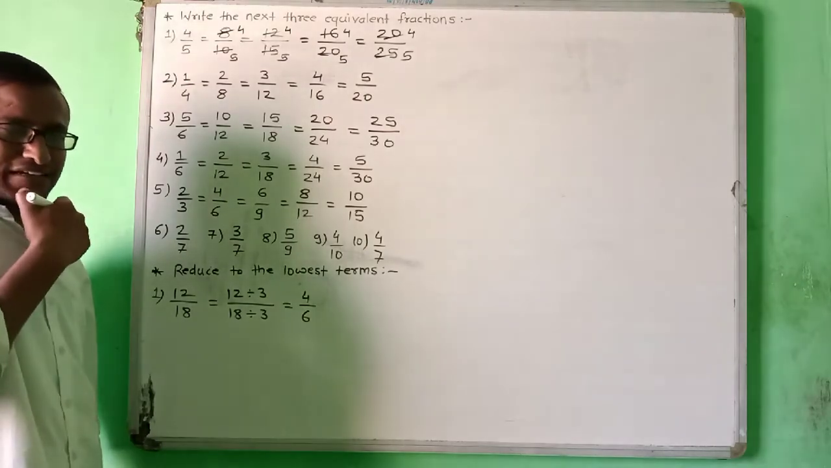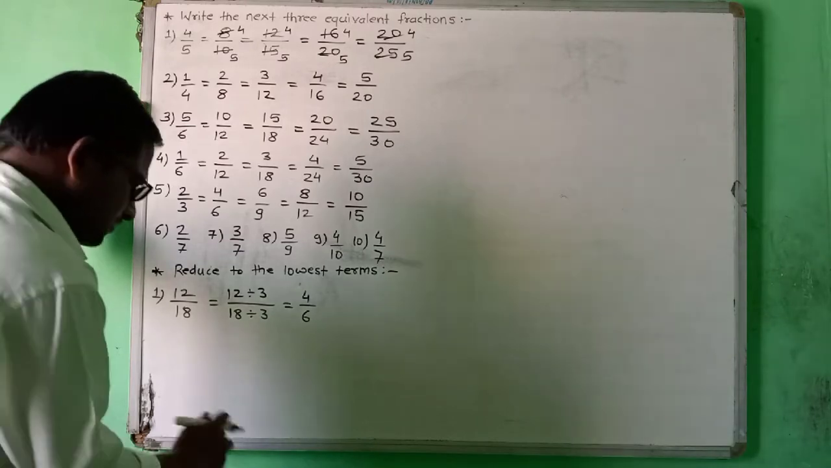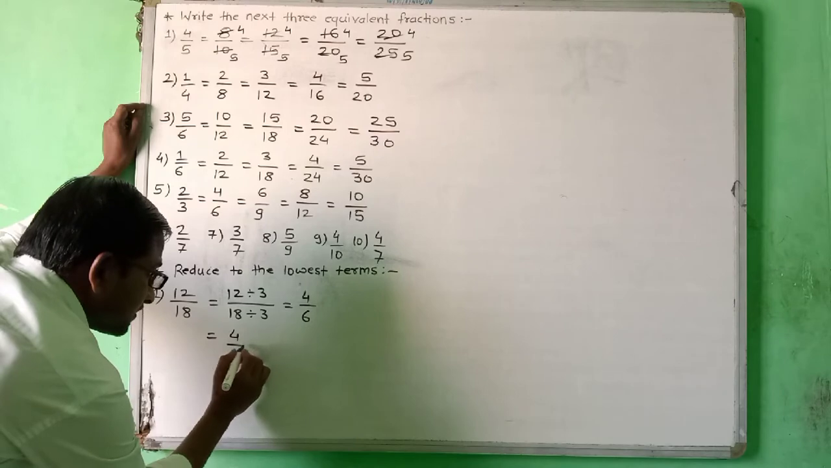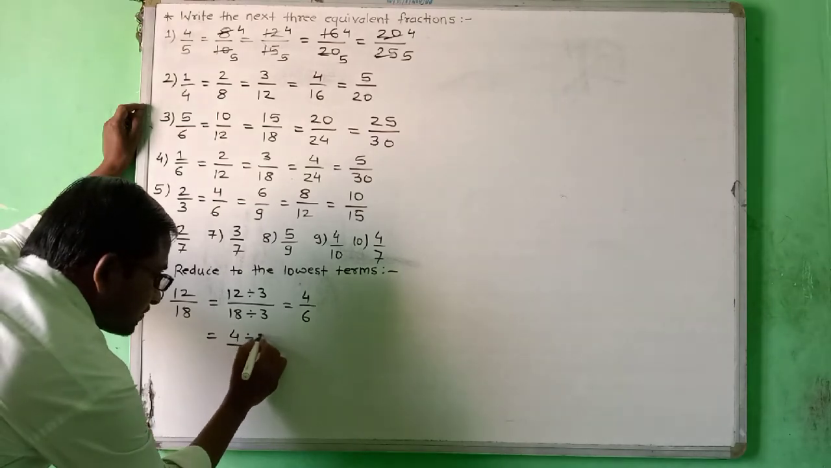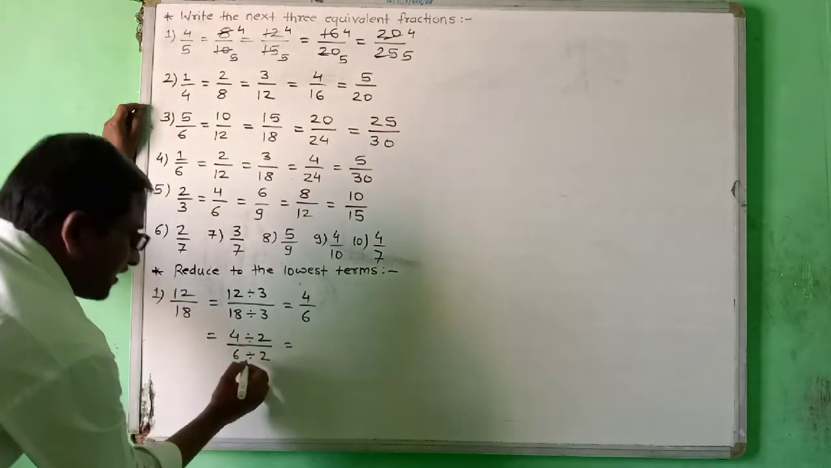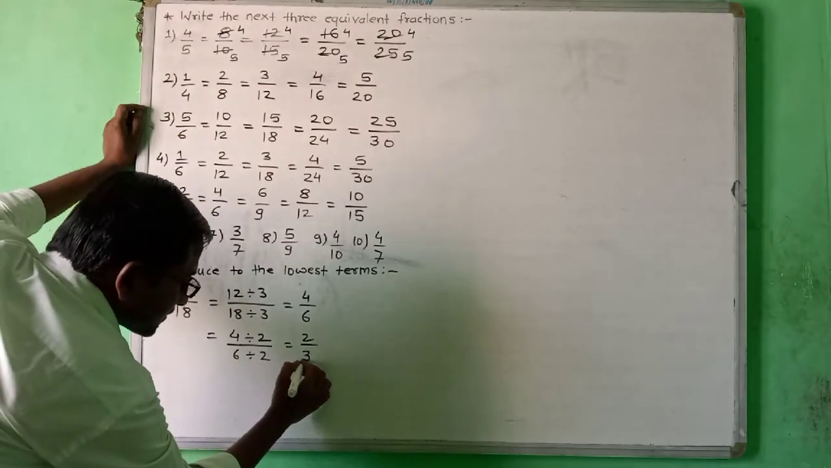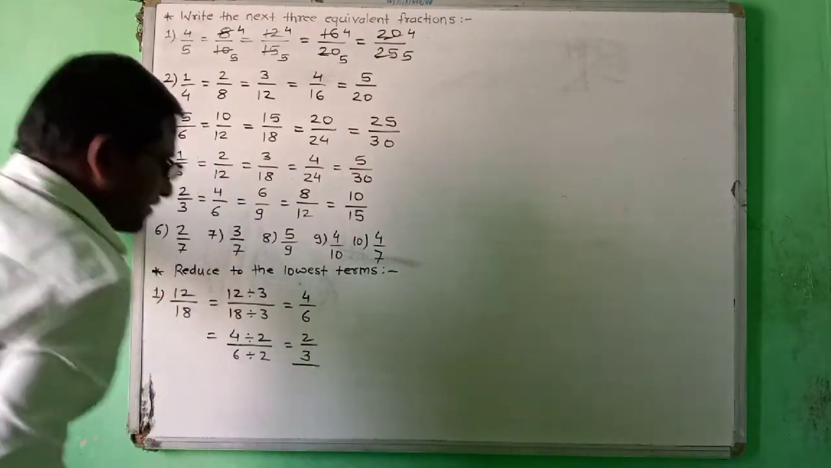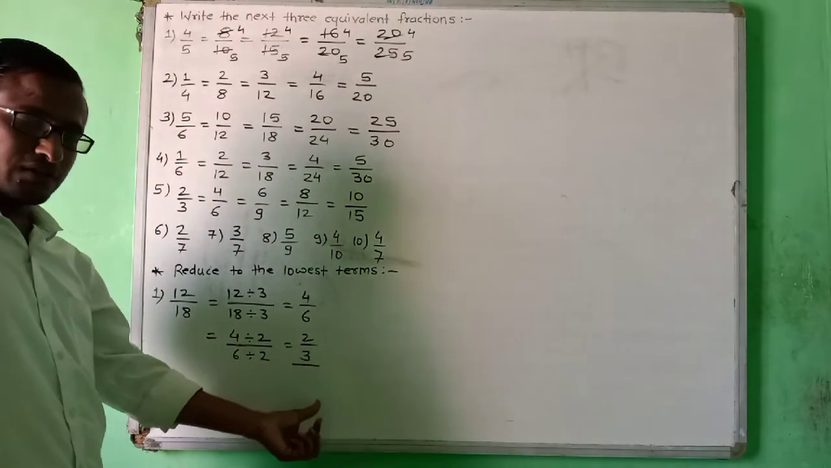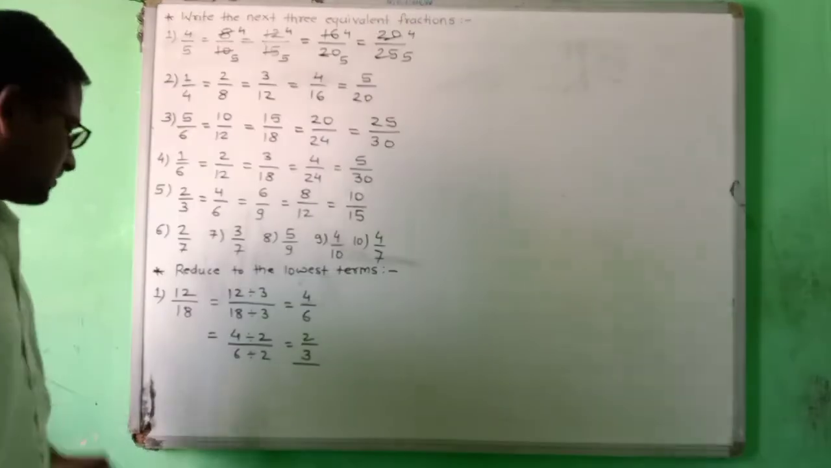4 and 6 are also present in the table of 2. So again, 4 and 6, you divide by 2. 4 divided by 2, 6 divided by 2. Then we get the answer here: 2 2s are 4, 2 3s are 6. So your final answer is 2 upon 3. For 12 upon 18, this is the lowest form. 2 upon 3 is the lowest terms, so this is the answer.